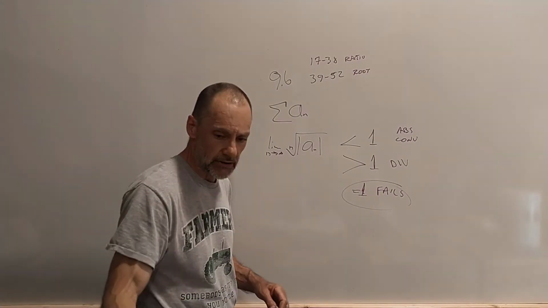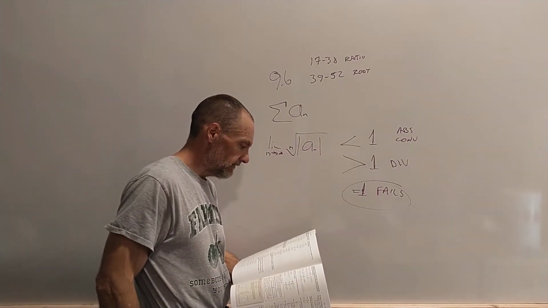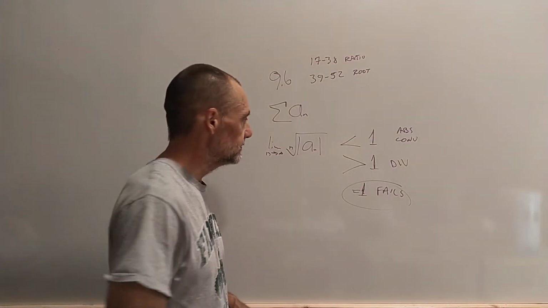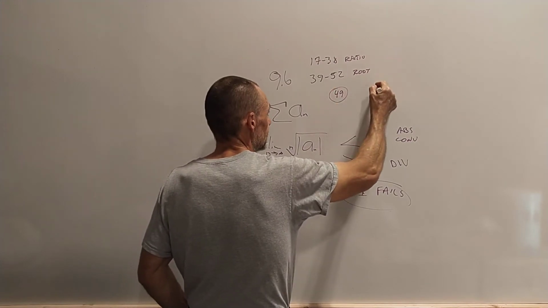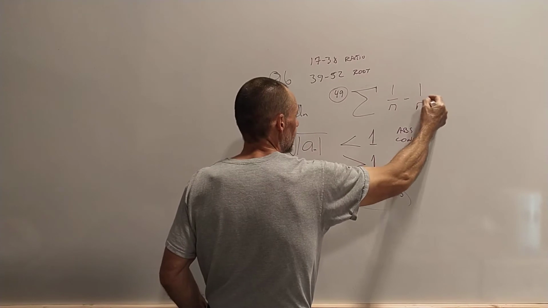Let's look at a problem here in the book. Those are the root test problems. Let's look at 49: the sum of (1 over n minus 1 over n squared) to the n. Okay, so 49 looks like this: 1 over n minus 1 over n squared, to the n.